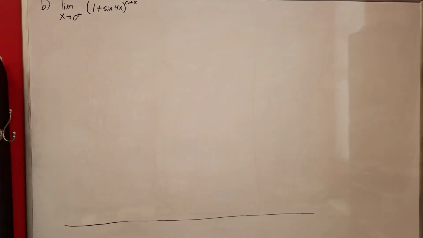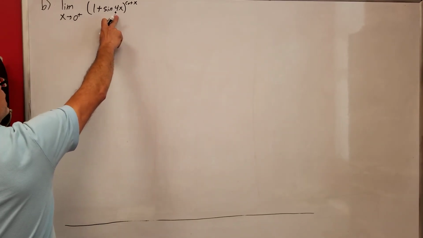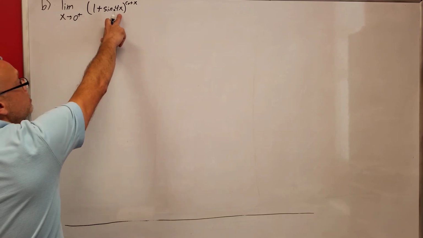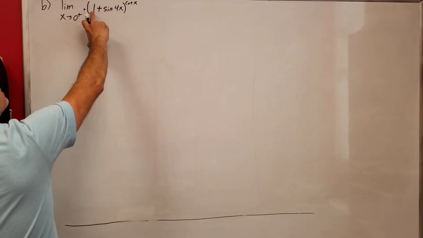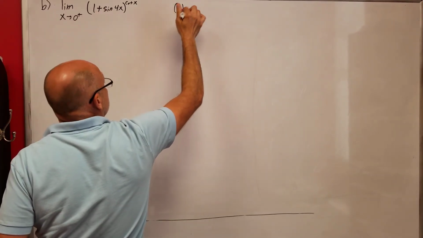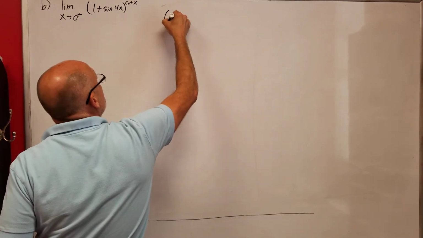All right, let's figure out what we've got going on here. 1 plus the sine of 4x. If x approaches 0, that's like the sine of 0, right? Sine of 0 is 0. So 1 plus 0 is 1 inside the parentheses, right? So 1 inside the parentheses.